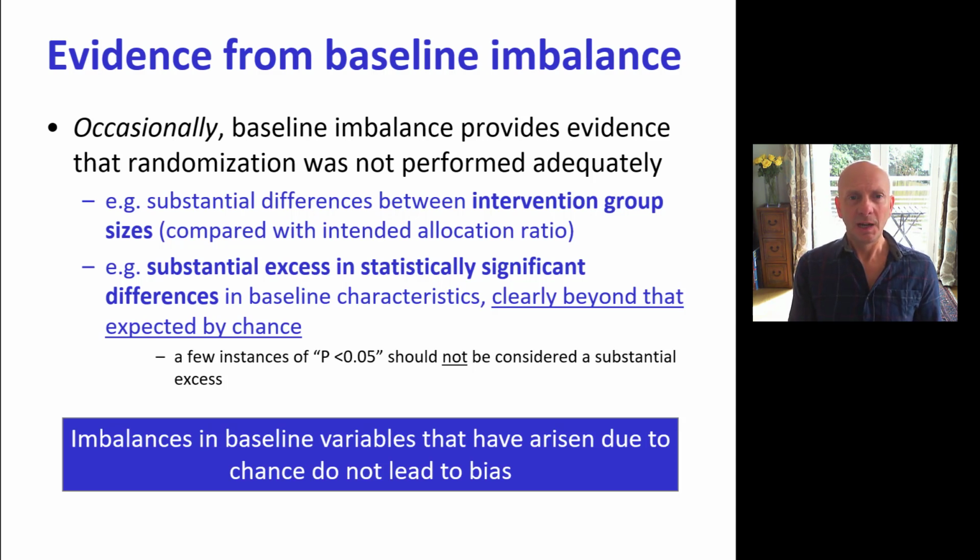What we're looking for are either substantial differences between the group sizes or substantial differences in the baseline characteristics. And the latter, clearly this has got to be more than we'd expect by chance. We'll always see some baseline differences because randomization is a chance-based process. So we're not just looking for a couple of instances of statistically significant differences. We're looking for substantial, consistent differences between groups as evidence that the randomization was either not done or not implemented properly.